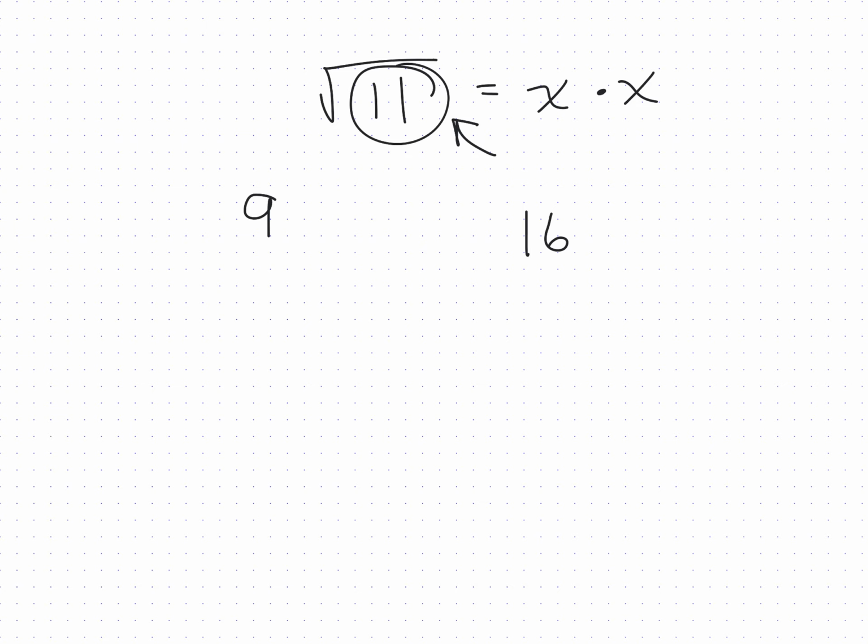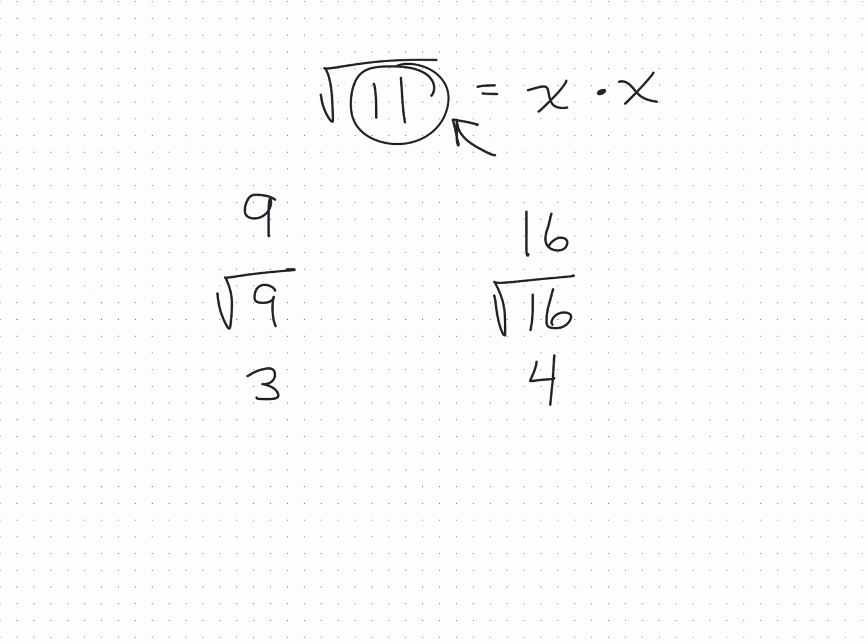Next, we're going to find the square roots of these perfect squares. So we'll find the square root of 9 and the square root of 16 and write those down. The square root of 9 is 3 because 3 times 3 is 9, and the square root of 16 is 4 for the same type of reasoning.